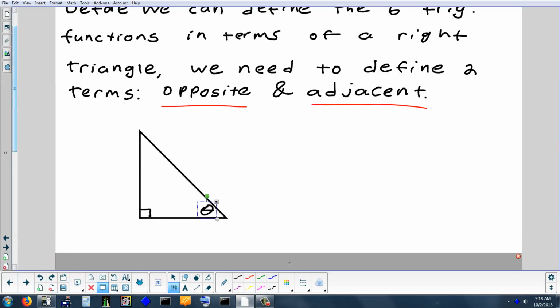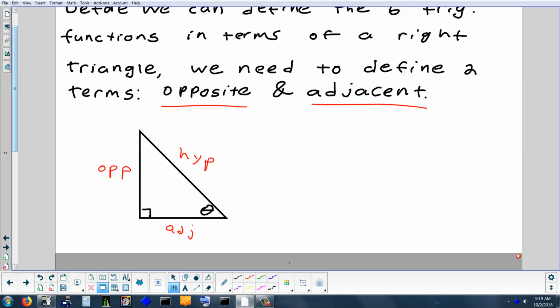Theta is your perspective. So if you were standing at theta, that side would be opposite. It's the side that if you just erased it, wouldn't have anything to do with that angle at all. Adjacent is the side that's right next to your angle. And if you're saying, well, aren't there two? Yeah, but one of them is the hypotenuse. So it's the side that's right next to your angle that's not the hypotenuse. If you erased it, you wouldn't even have an angle there anymore. It would look just like this. Now it's just open on the bottom, there's no angle.